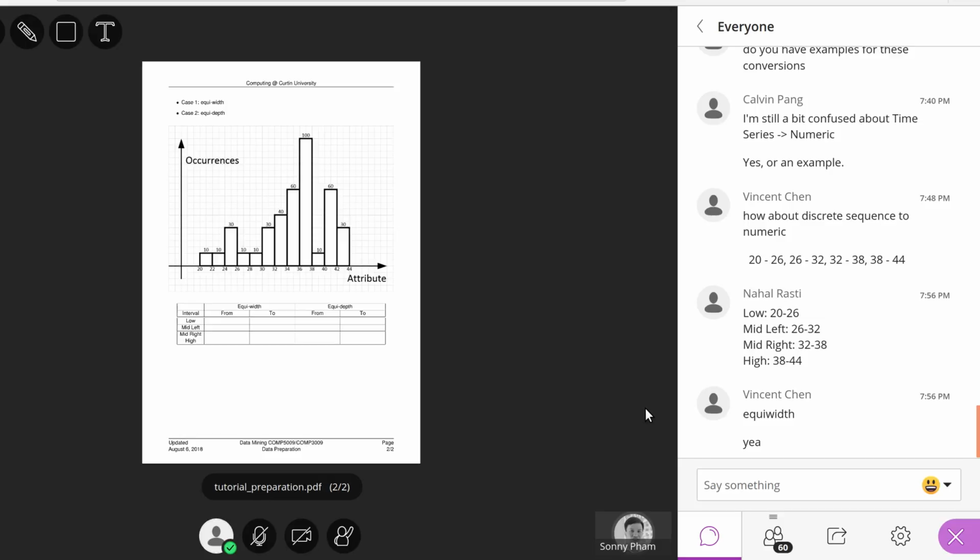Okay, so for those of you who have attempted this part of the question, you can compare your answer with the answer given on the screen. That's correct. How about equi-depth? If you have to make sure that each interval covers the same number of samples, right? How can we find out the starting point and the end point of the intervals?